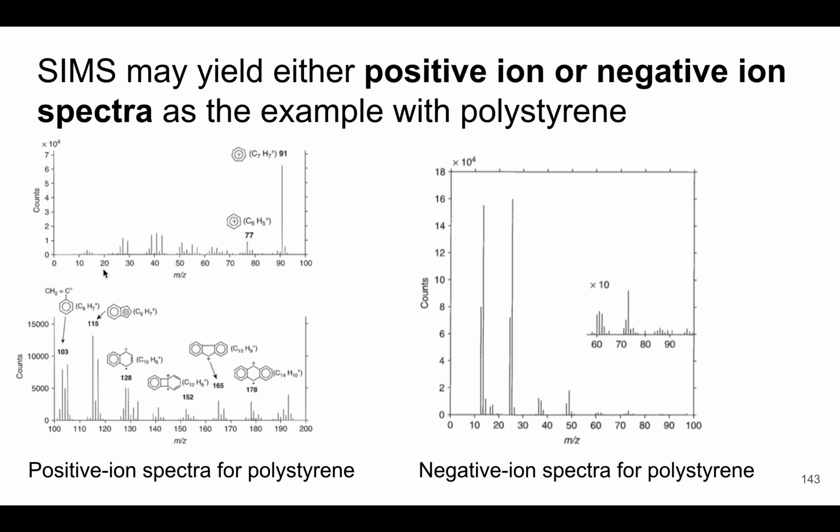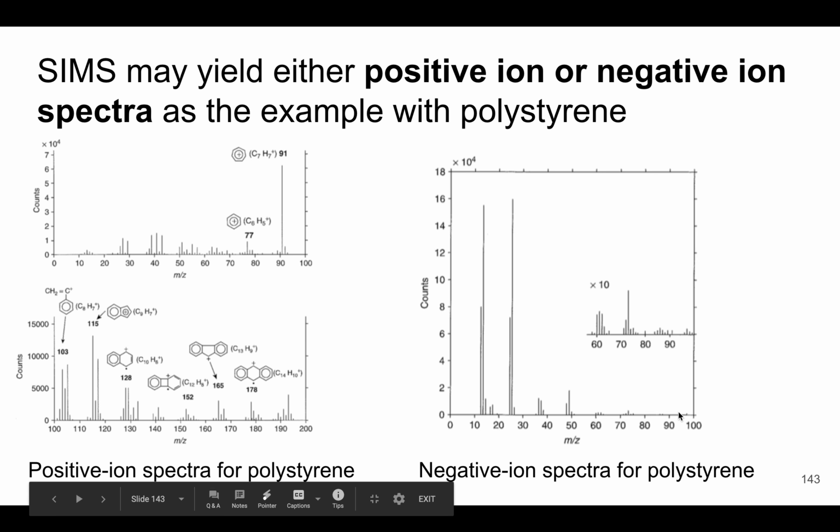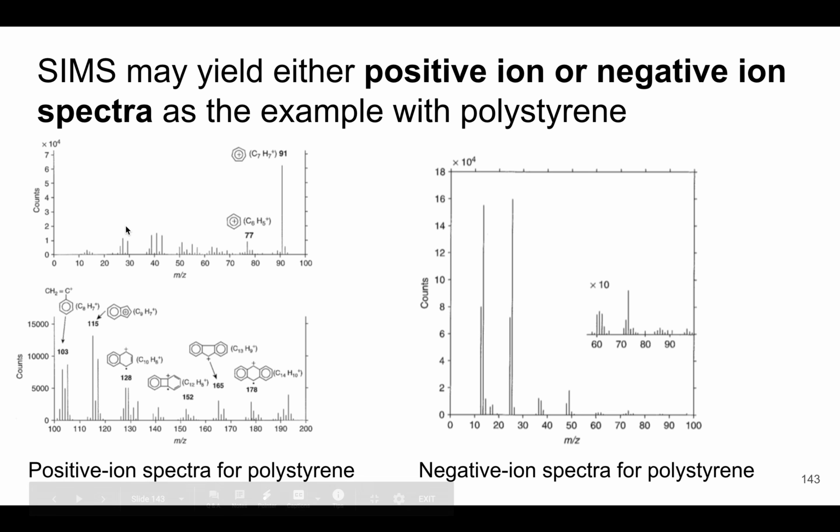So again, you have the M over Z ratio as the x-axis, and then we have count. So how many of those ions that we see. And then we have the negative ion spectrum for that same material on the right, but same plotting of it. We look at a certain M over Z ratio, and we have specific counts. And so basically, one material could have a number of different peaks based on the different fragments of that material.